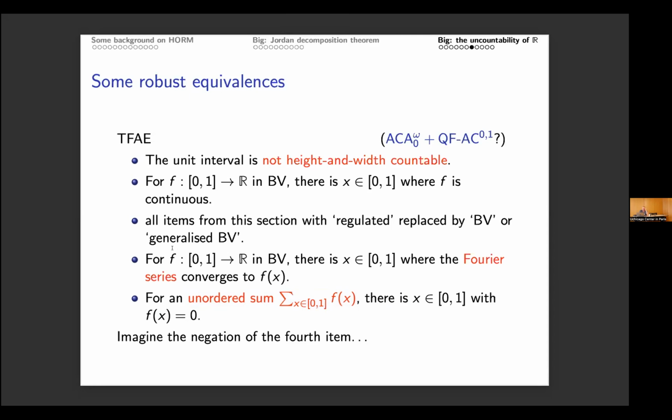And the negation of the fourth item is again very bad. If the unit interval would be countable, then there would be a bounded variation function where the Fourier series converges nowhere. Again, all of the carefully crafted analysis comes piling down. So we really need to assume this. However, all this stuff you cannot prove from conventional comprehension. All this stuff has to be proved from NFP. It's actually the weakest fragment of NFP.